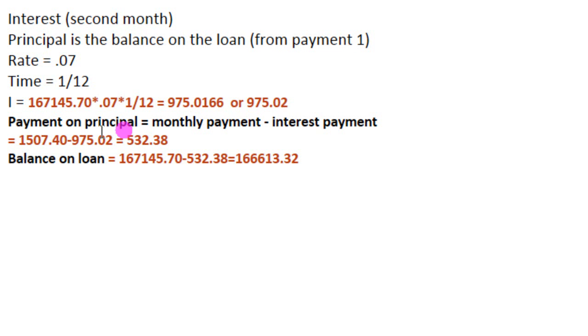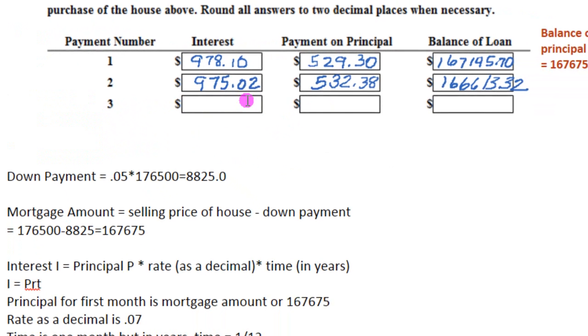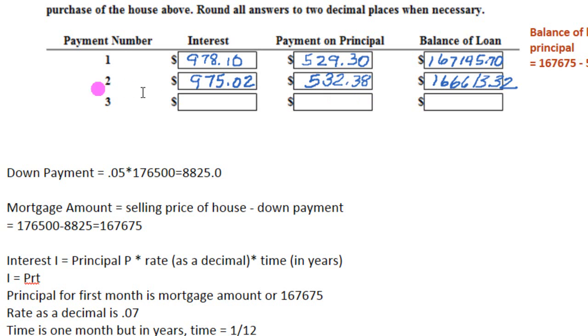or $975.02. And the payment on the principal is once again the monthly payment minus this interest payment that you just computed. So 1507.40 minus 975.02, or $532.38. And for the balance on the loan, take the principal, which is the balance of the loan from the previous month, and subtract the new payment on principal to give you the new balance of the loan. And so you'll see that I'm going to fill in row 2 using these values. And so here are our values for month 2 in the table.